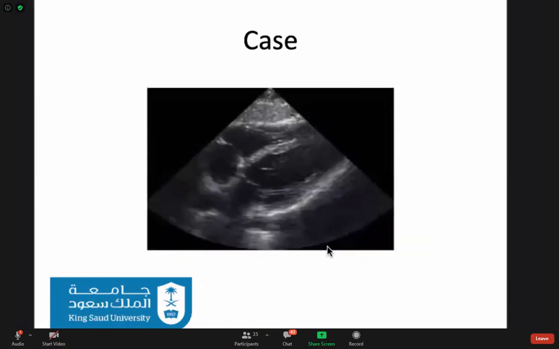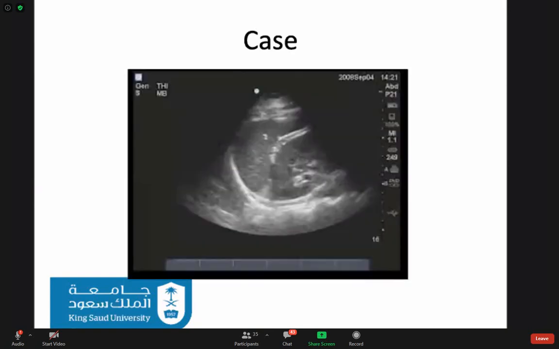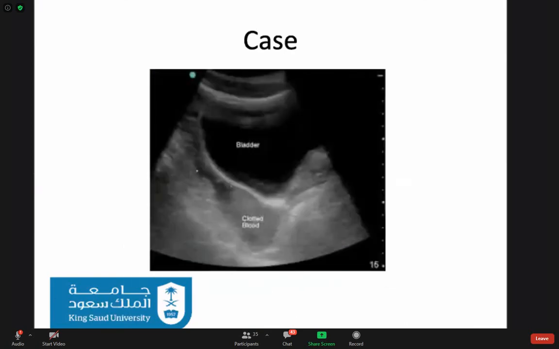Okay, we'll continue now with the case. So you do the FAST exam. This is the heart, no evidence of pericardial tamponade. This is the right upper quadrant, liver, kidney, interface, no bleeding. Left upper quadrant, interface, kidney, spleen, no bleeding. The bladder shows you in this patient a normal bladder but some fluid here that looks abnormal. And this is actually clotted blood. Okay?